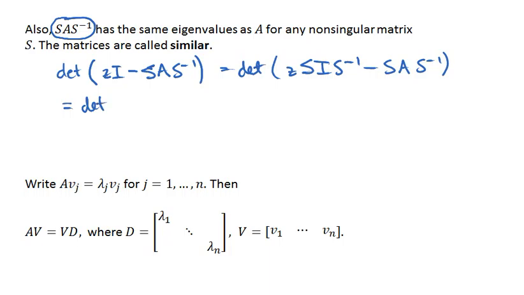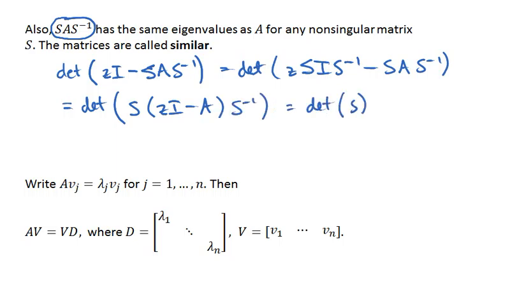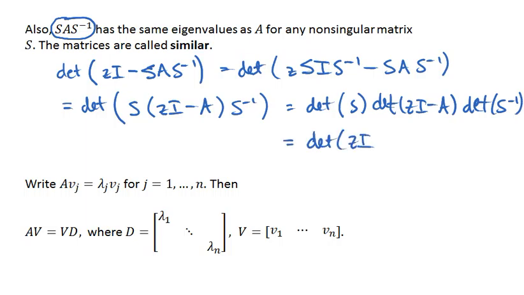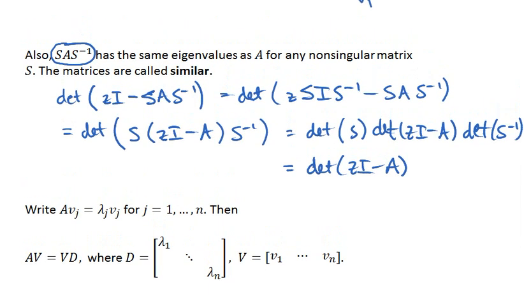And then you can factor out an S on the left and an S inverse on the right. With the determinant, you can break this up into a product. And another determinant property is that the determinant of S inverse is 1 over the determinant of S, so those two cancel each other out. And we get that the two matrices have the same characteristic polynomials. So this idea of changing A to a different matrix through S like this is called a similarity transformation.